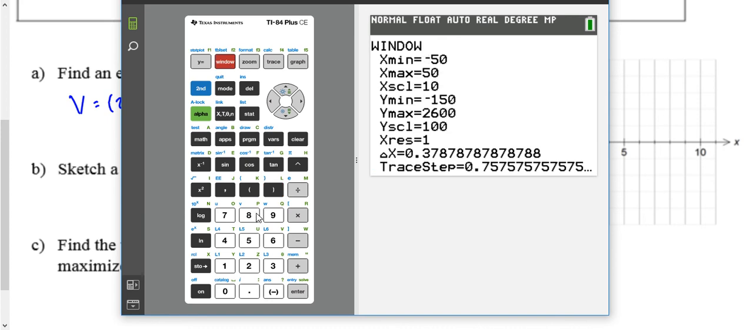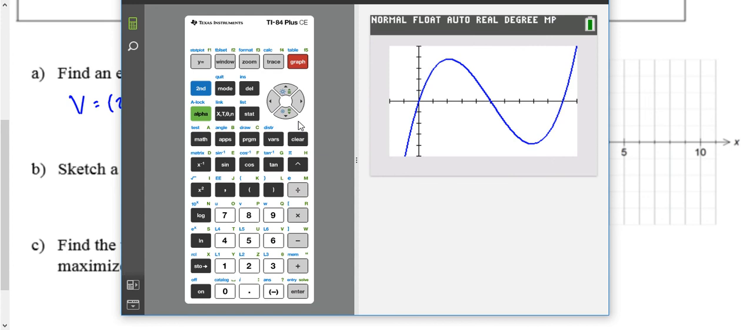My window setting, again, was from negative 2, it looks like, all the way up to 10 or 11 there. So let's go to 11, just a bit further. X scale was going up by ones. My Y scale is from about negative 250 all the way up to positive 250, and the scale here looks to be going up by 50. Hit graph, and that's our curve there, done.